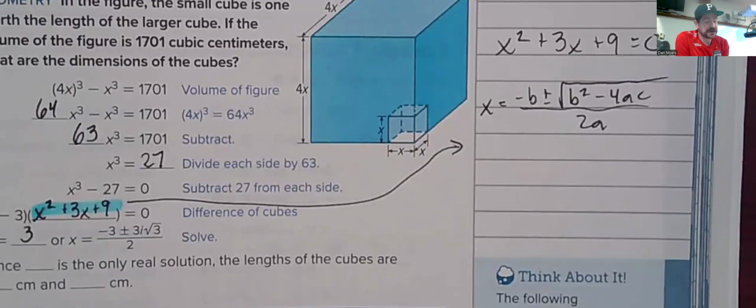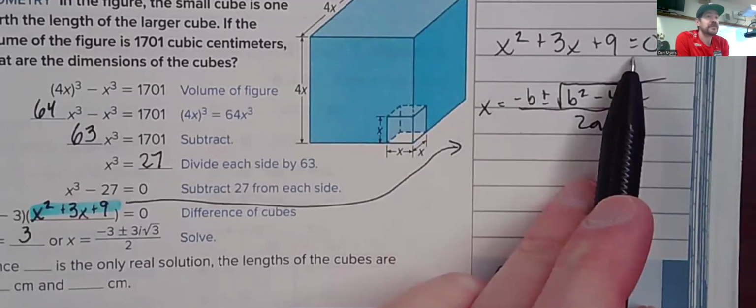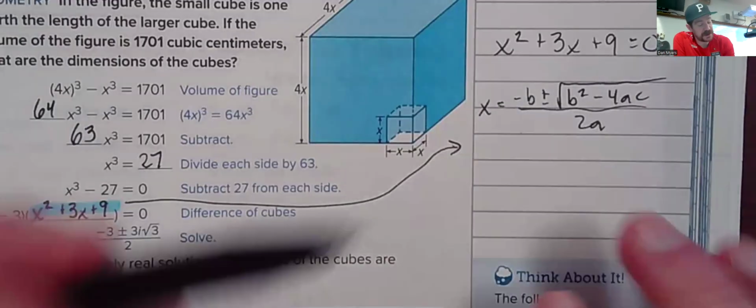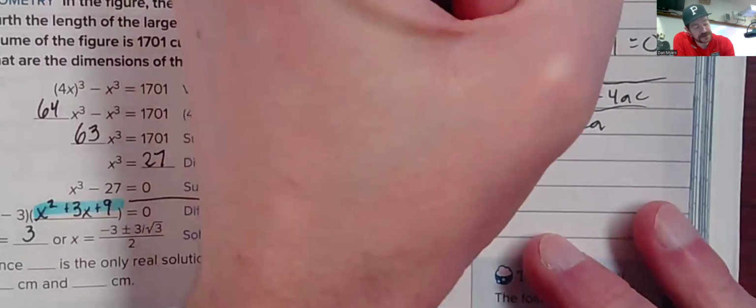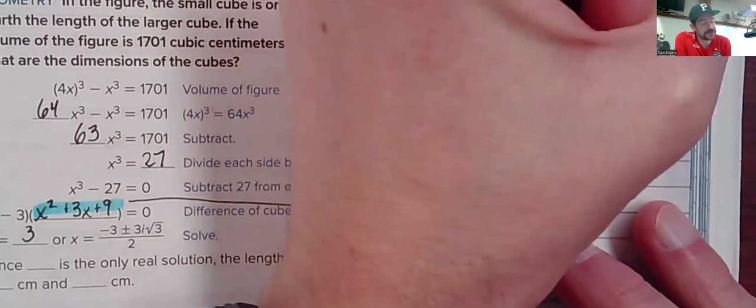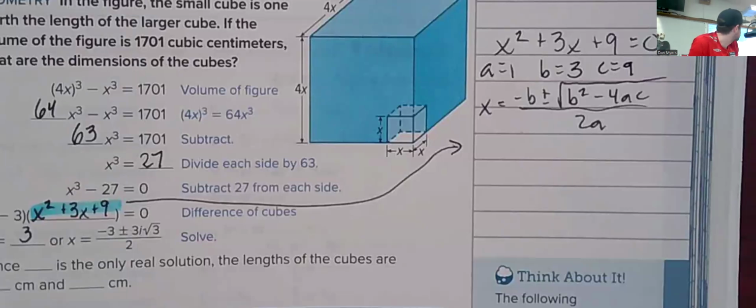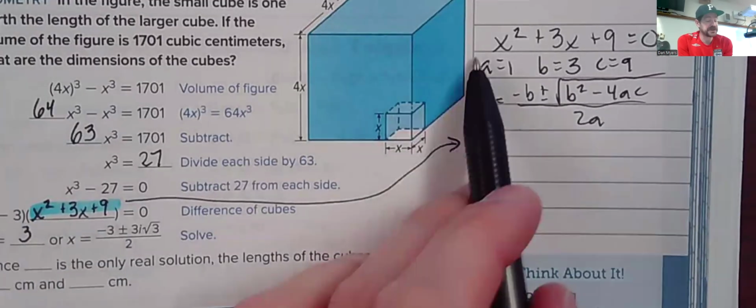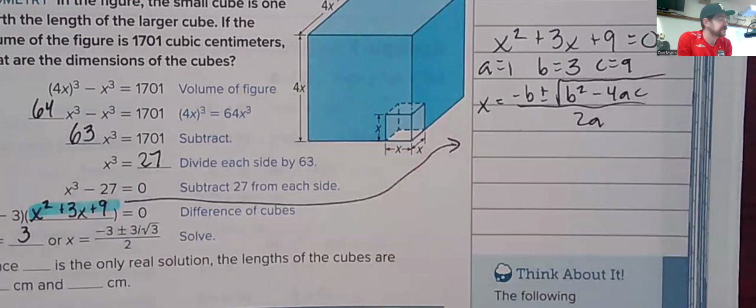So what's our B value here? 3. B is 3. A is 1. So we're just going to write A equals 1, B equals 3, C equals 9. So that's value of A, B, and C. A is always the number with the squared variable. B is always the number with X. C is always the number by itself. Don't ever include X in your A, B, and C. It's only the coefficient values for those.